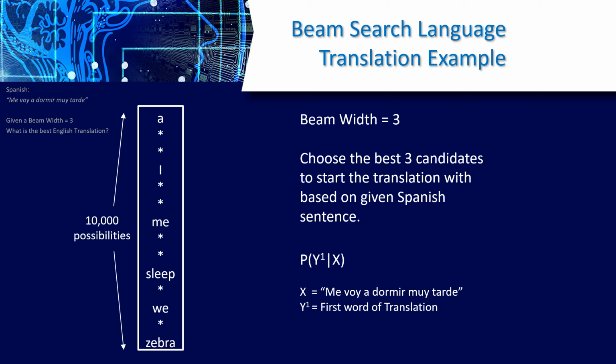So how that looks formulaically is the probability of Y1, meaning word number 1 of the translation, given our X, our Spanish input sentence we are attempting to translate. So we have 10,000 possibilities, all with their probabilities listed. You'll see that the word we are looking at is in the Y1 spot of the formula. I won't be doing this going forward, but I wanted you to see it here so you can make that connection. Beam Search will choose the best 3 candidates to start our sentence with and explore the rest of the translations moving forward from them.